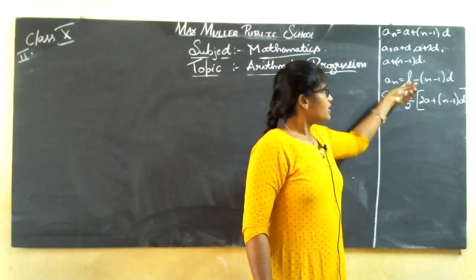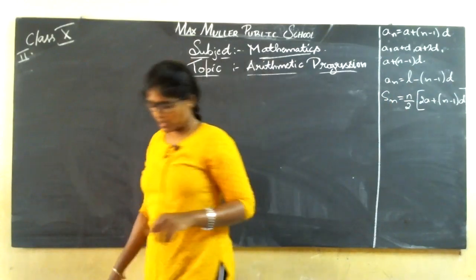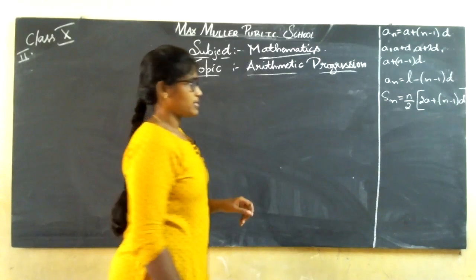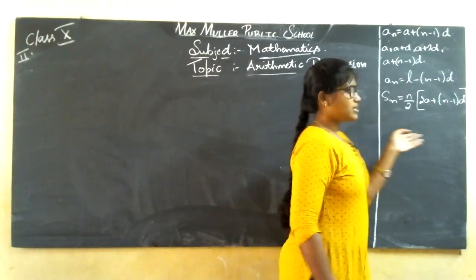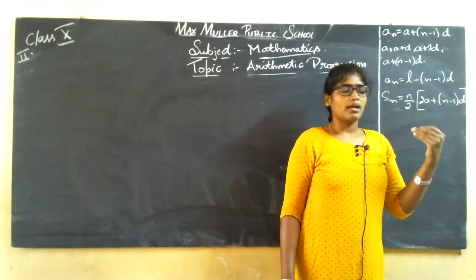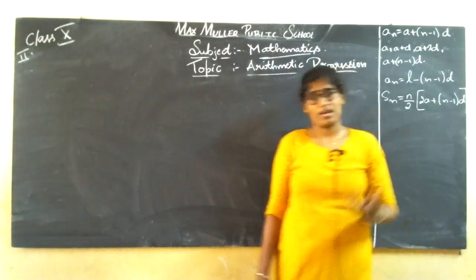Till here we had completed our test, and in the previous class we had learned about the S_n, correct? S_n is equal to n by 2 into (2a plus (n minus 1) into d). Why is this S_n useful? Till now you had seen how to find a_n, d, a, and n.